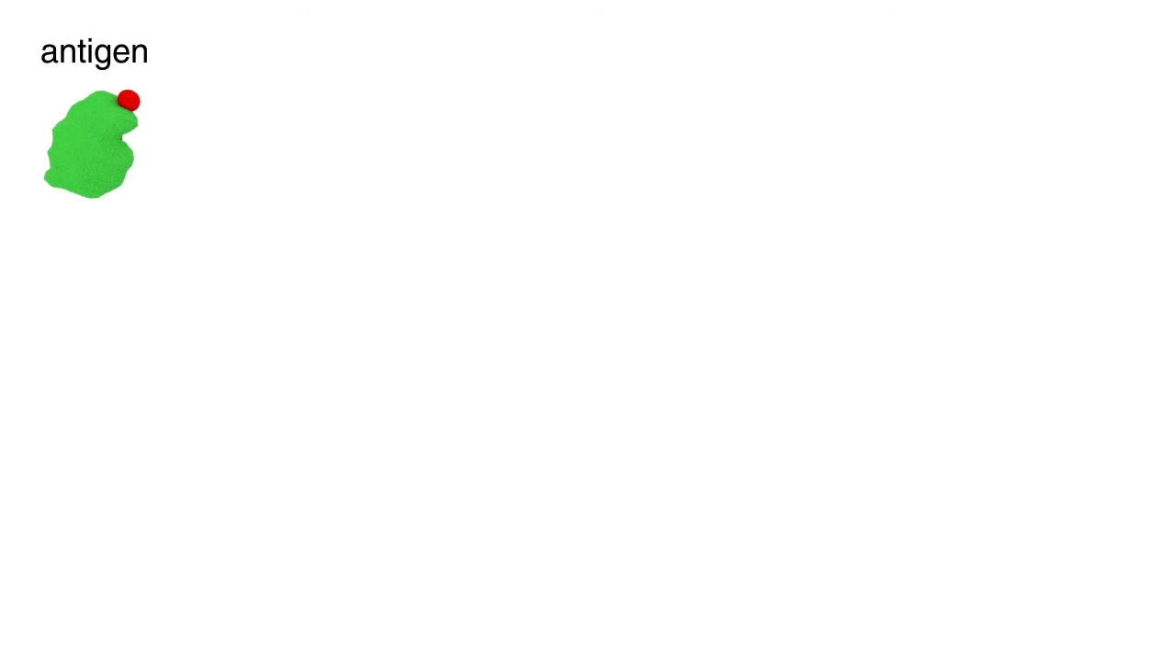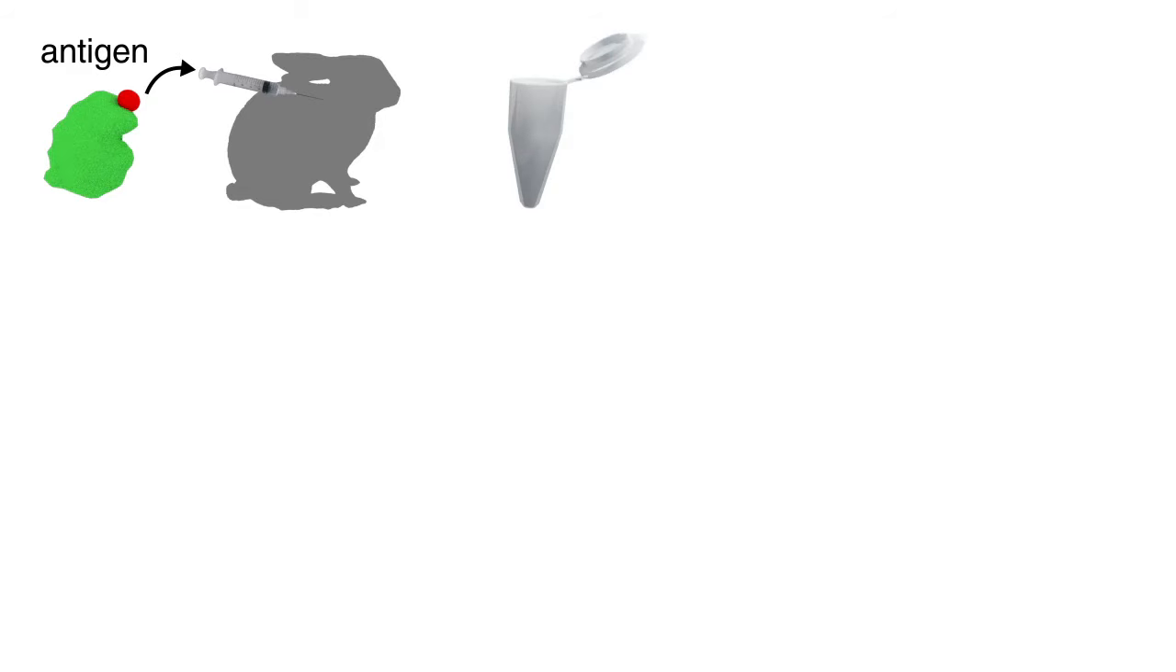To produce antibodies against an antigen of interest, researchers inject the antigen in question or a fragment of it into a mammal such as a rabbit, sheep, or goat. The resulting antibodies are isolated.